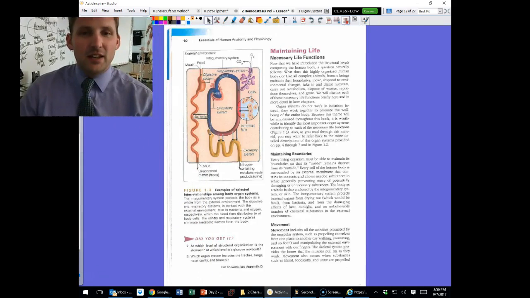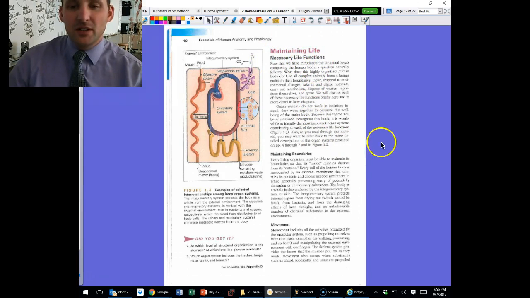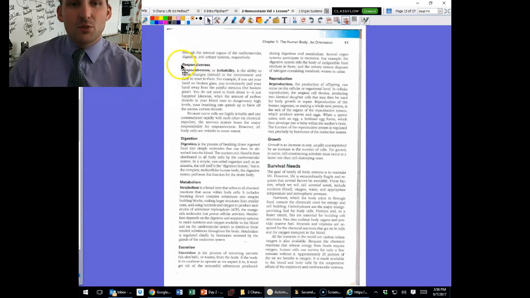So here is a scan of the book, which you can pause and read. I think I would rather have you do that than just reading it out loud to you. It starts here in maintaining life with these life functions, goes down here, maintaining boundaries, movement. So pause that if you need to read it. And then it goes responsiveness, digestion, metabolism, excretion, reproduction, and growth, and it ends there. So that's where I want you to stop. So pause that and read that. Again, with that in mind, I want you to see which of these is the least important. If you had to give up one of them, which one would you give up?